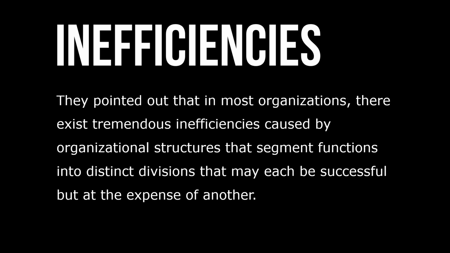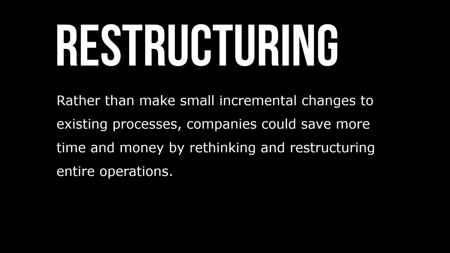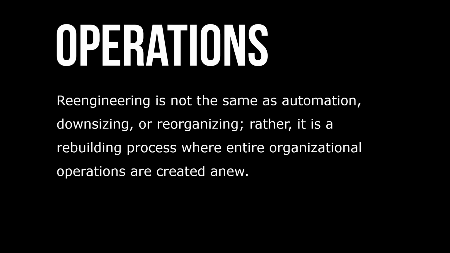They've pointed out that in most organizations, there exist tremendous inefficiencies caused by organizational structures and organizational systems that segment functions into distinct divisions that may be successful, but at the expense of one another. Rather than make small incremental changes to existing processes, companies could save more time and money by rethinking and restructuring entire operations. Reengineering is not the same as automation, downsizing, or reorganizing. Rather, it's a rebuilding process where the entire organizational operations are created anew.